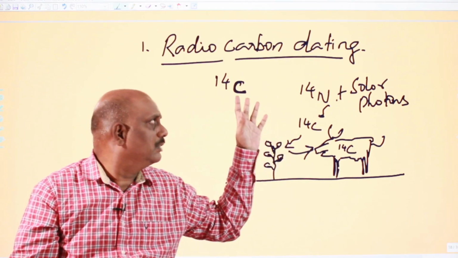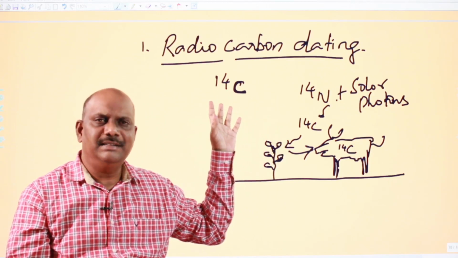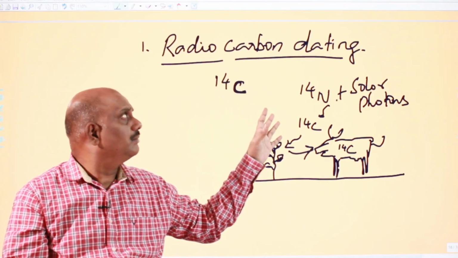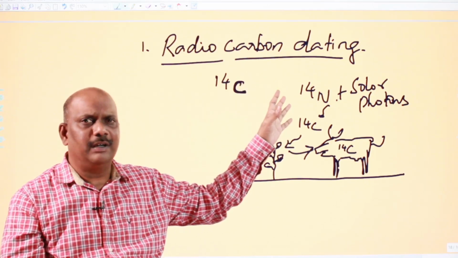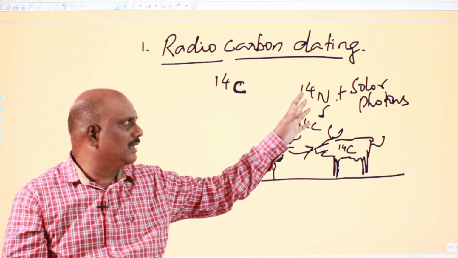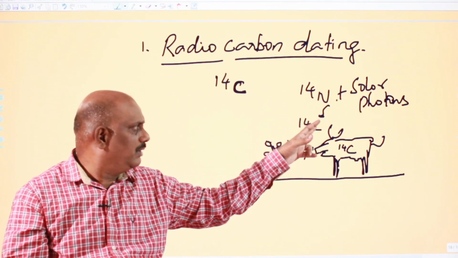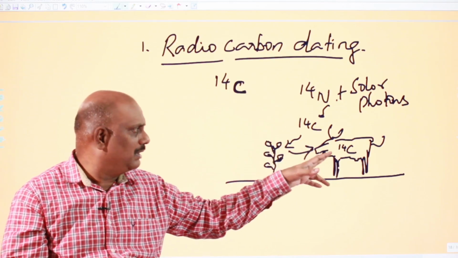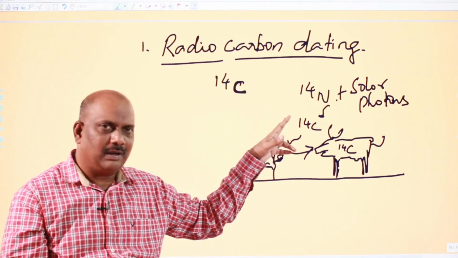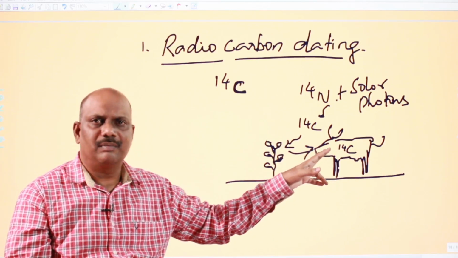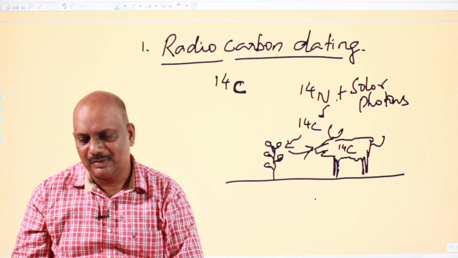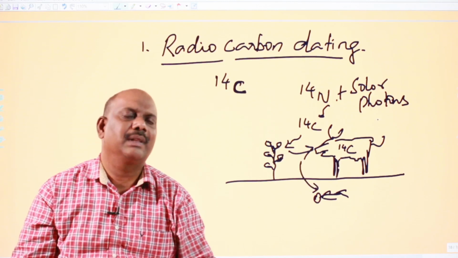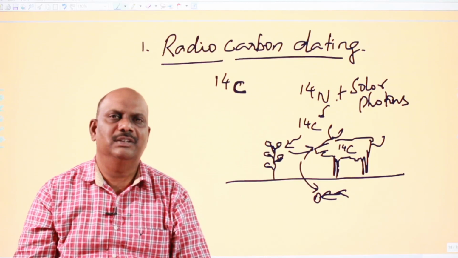This is the isotope of carbon, C14. The C14 isotopes are produced in the atmosphere by an interaction of 14N nitrogen and solar photons. Plants readily absorb these 14C, and when animals eat the plants, this radioactive form of carbon enters the system. Once an animal dies, it can no longer take in radiocarbon. That's all. After that, it cannot take the radiocarbon inside.